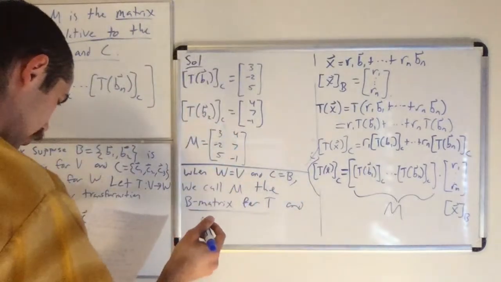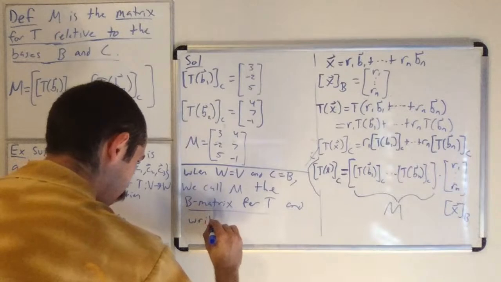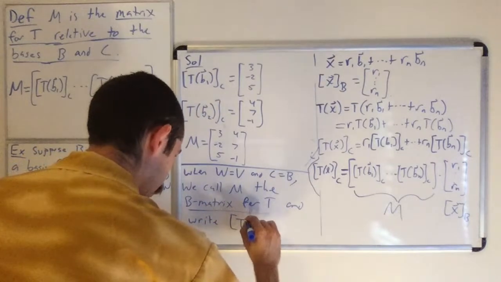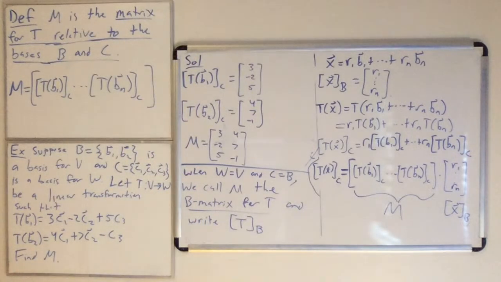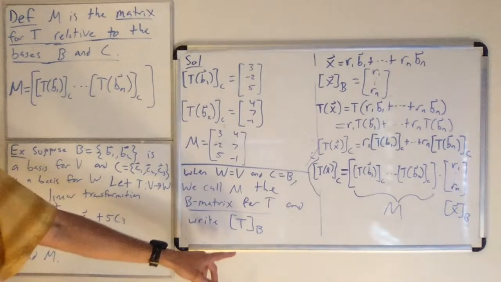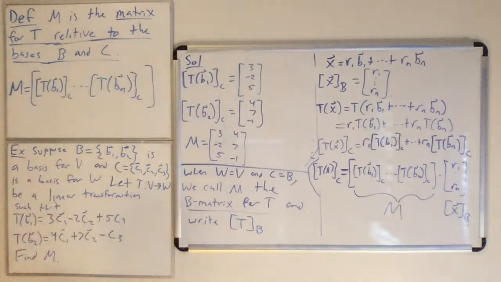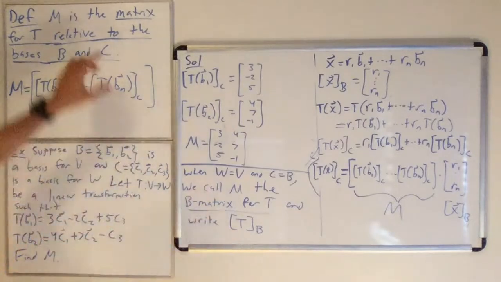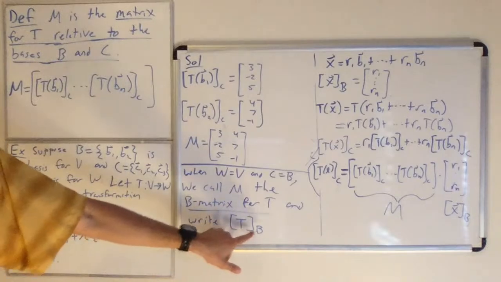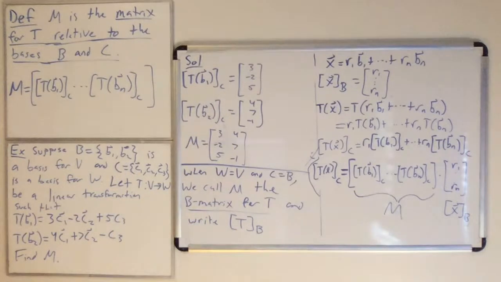And we write bracket T sub B. Okay, so T here is the linear transformation. If we're mapping some vector space to itself, and we keep the same bases, then a lot of this notation is not necessary, so we could just write it as TB. Okay, so let's look at an example.